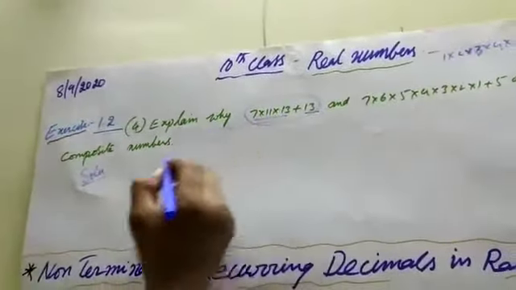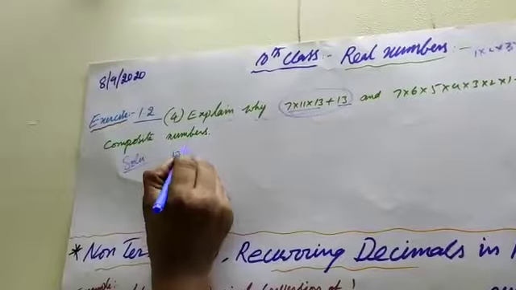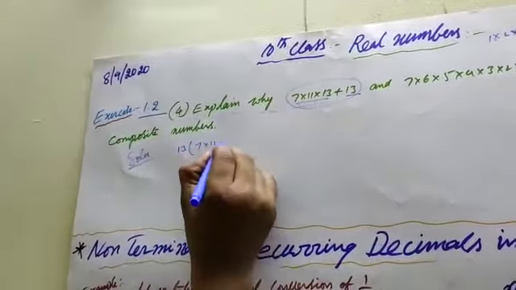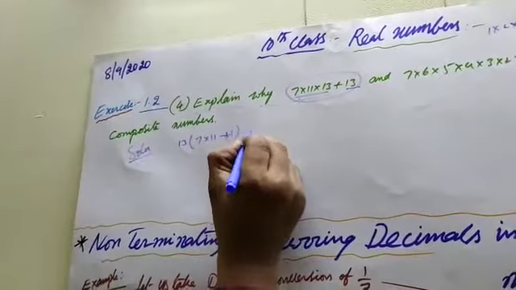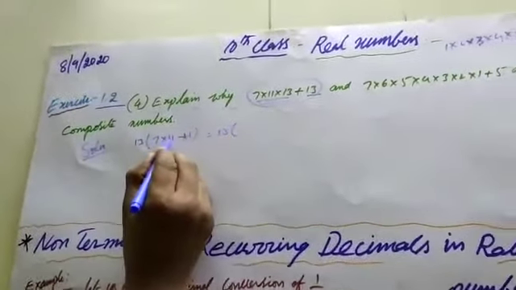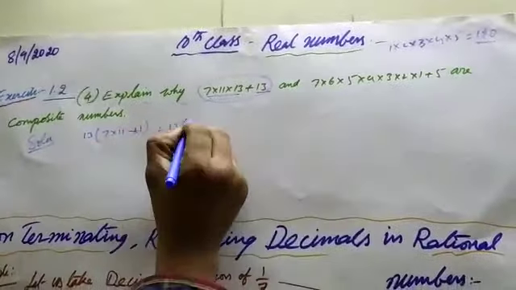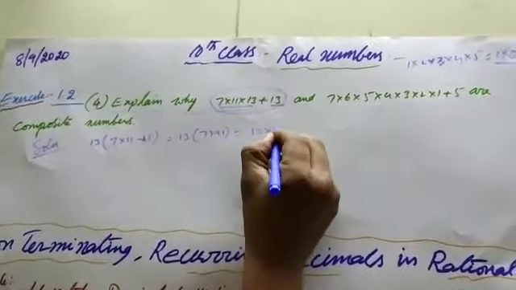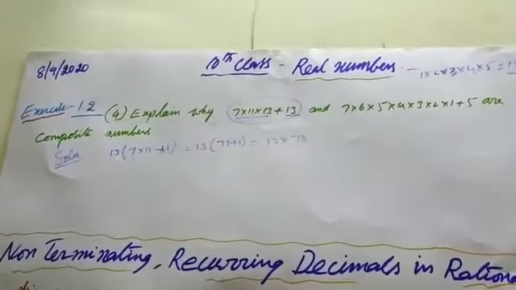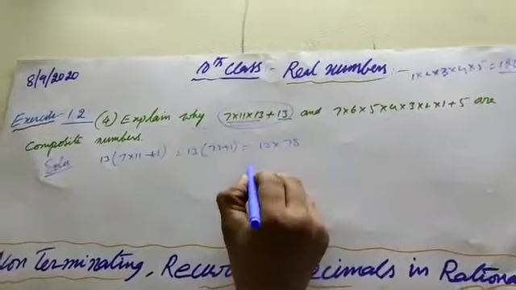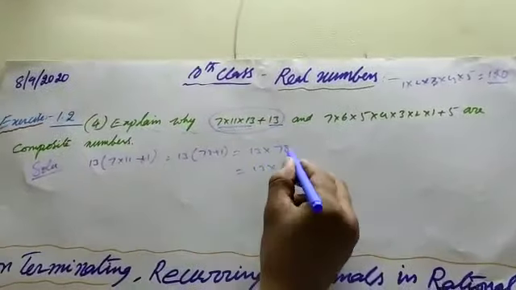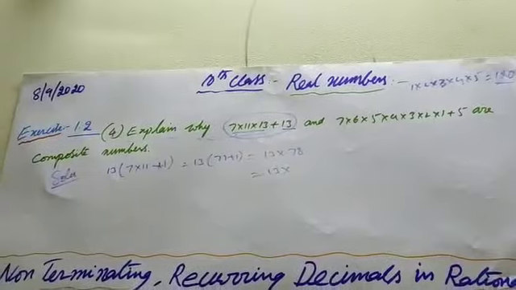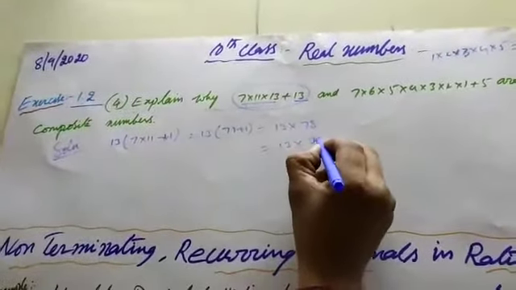Like this. Therefore, 13 is common from the two numbers. Therefore, 7 into 11 plus 1 is equal to 13 into (7 into 11 plus 1). 7 elevens are 77, plus 1. That is equal to 13 into 78. 78 is an even number. Every even number is exactly divisible by 2. That is 39 into 2.